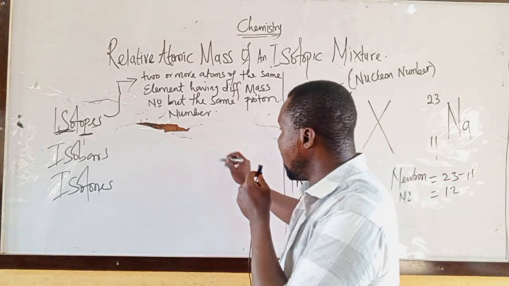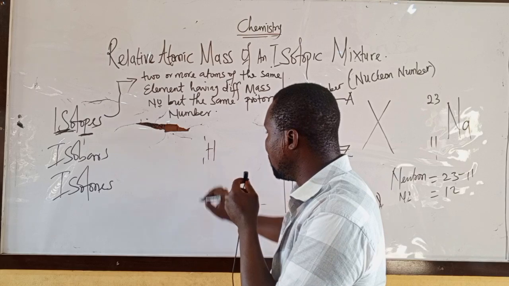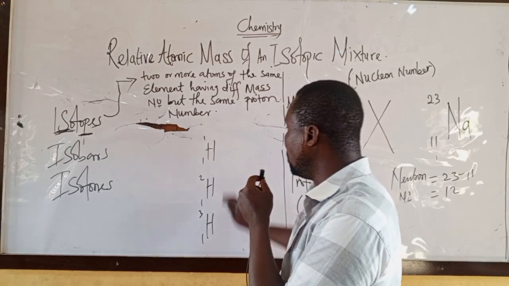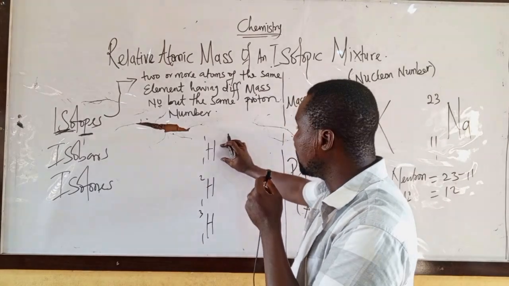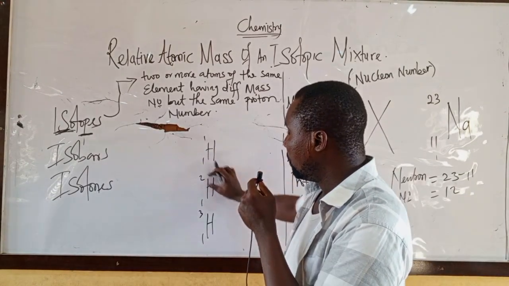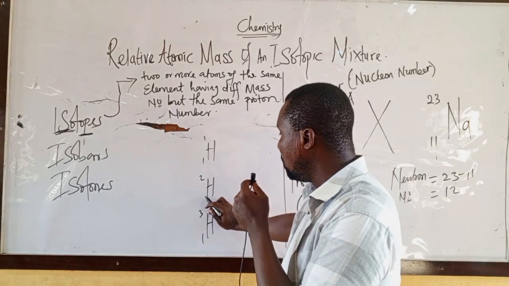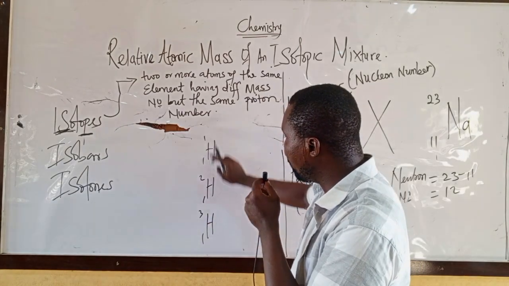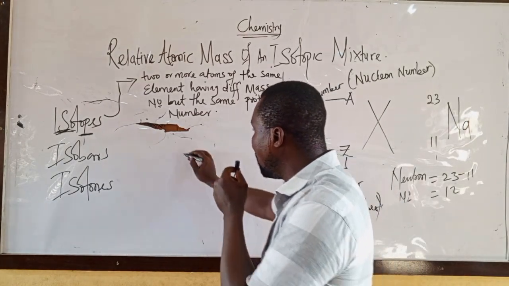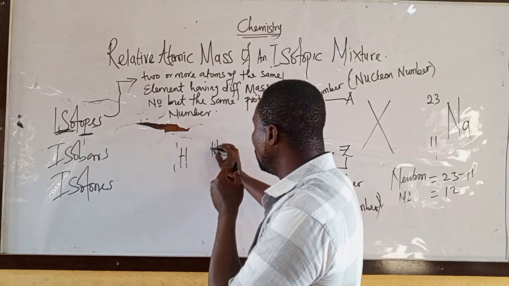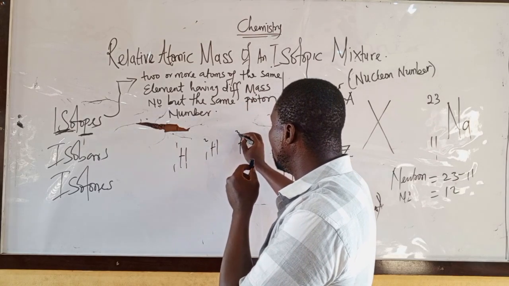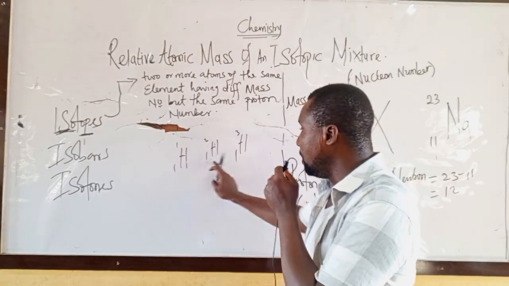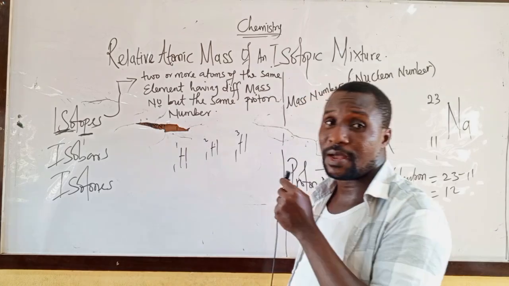Example of this: if I have hydrogen-1 with proton number 1, hydrogen-2 with proton number 1, hydrogen-3 with proton number 1. I told you this is the mass number and this is the proton number for each hydrogen. Can you see? They have different mass number, the same proton number. That is what they call isotope.